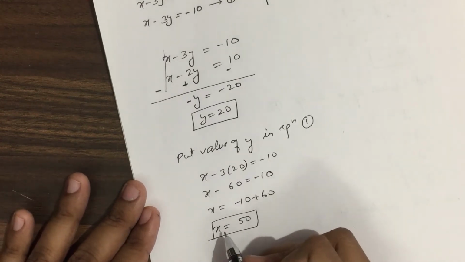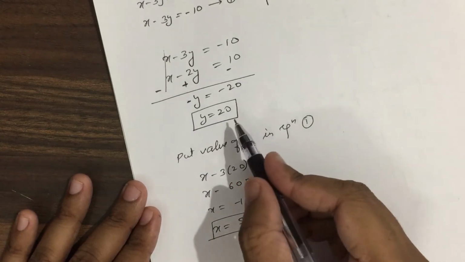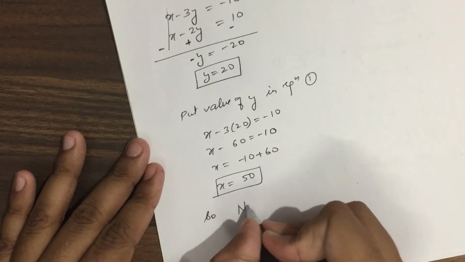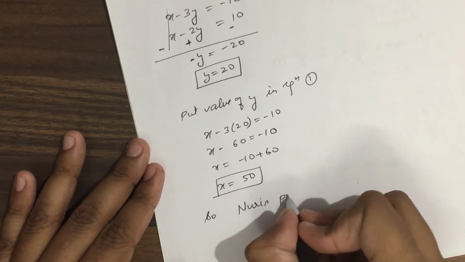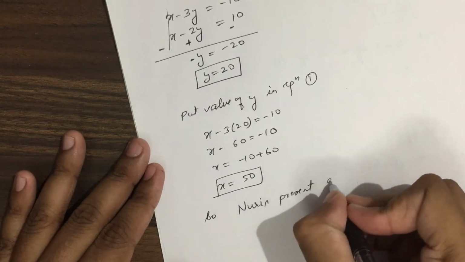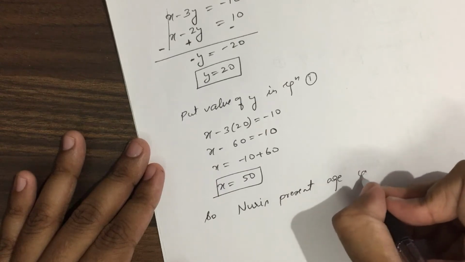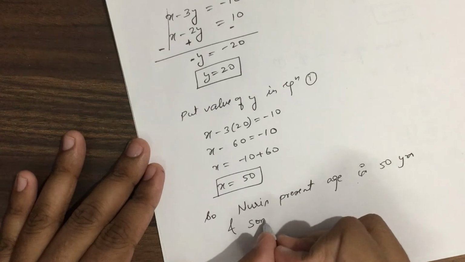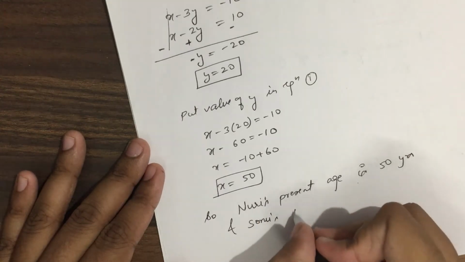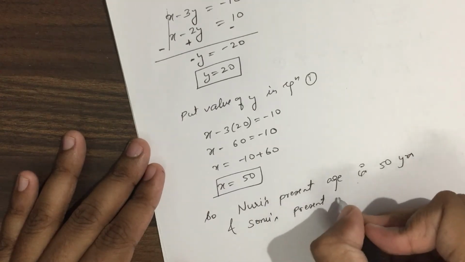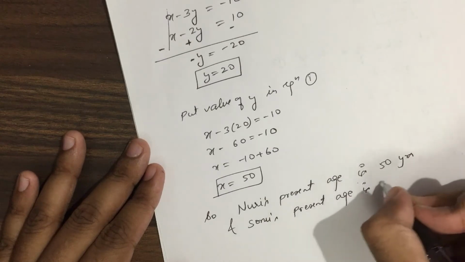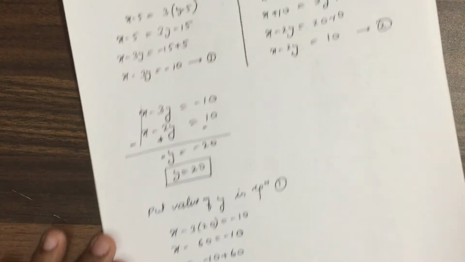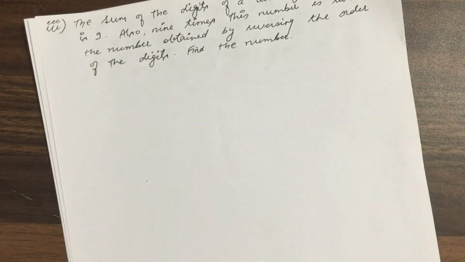So x is Nuri's age and y is Sonu's age. So last we will write, so Nuri's present age is 50 years and Sonu's present age is 20 years. So this completes your second part also.